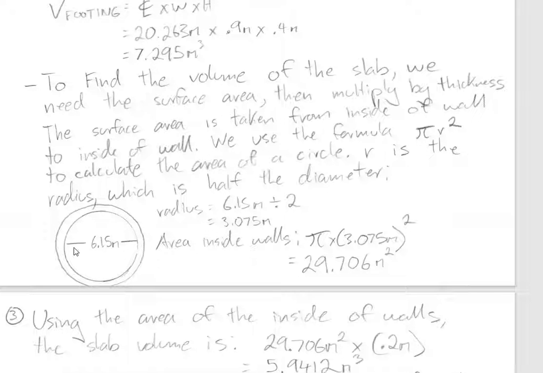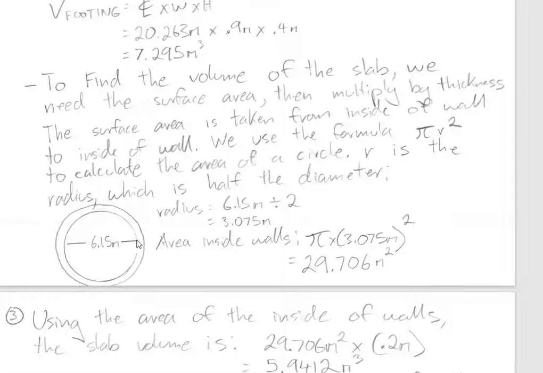Here we have the circle. I've already taken the diameter of the circle to the inside of the walls, so that would have been 6.75 minus a full thickness of the wall off each side this time to take us to the inside of the walls.